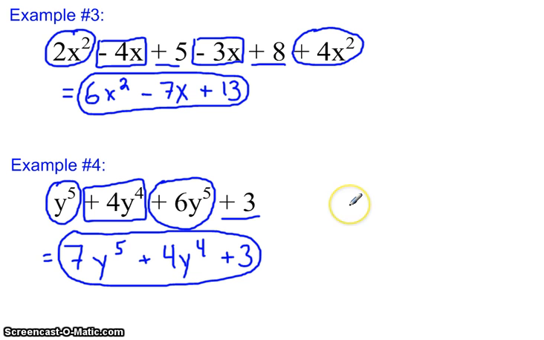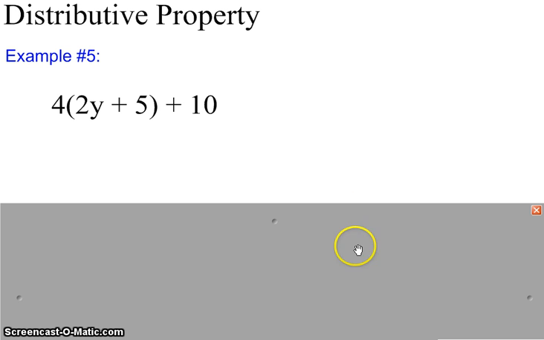We got 2 more examples, and we're going to bring in the distributive property with these. So example 5 is 4 times the quantity 2y plus 5 plus 10. And we want to simplify this. So whenever you see a chance to distribute here, do that first. So it's going to be 4 times the 2y and then 4 times the positive 5. So let's start here. 4 times 2y is 8y. So I'll put an equal sign here. 4 times 5 is 20. And then we've got the plus 10.